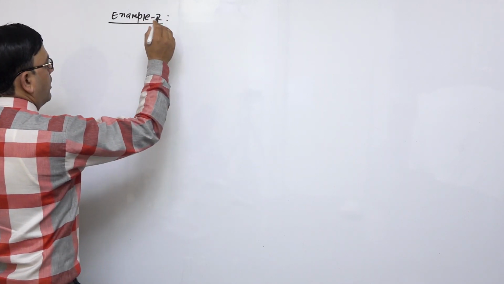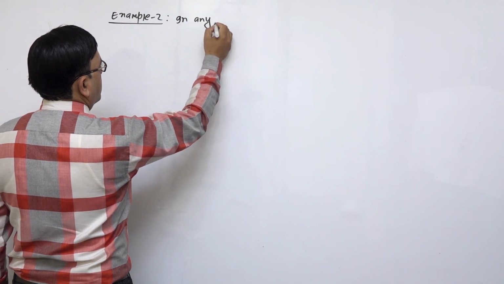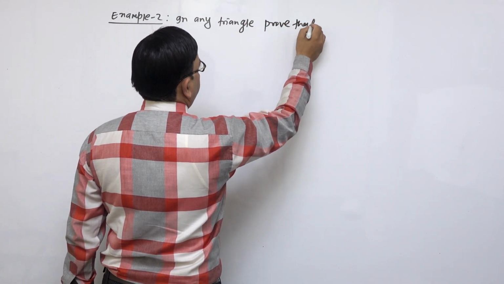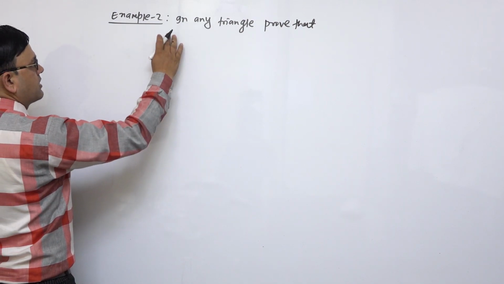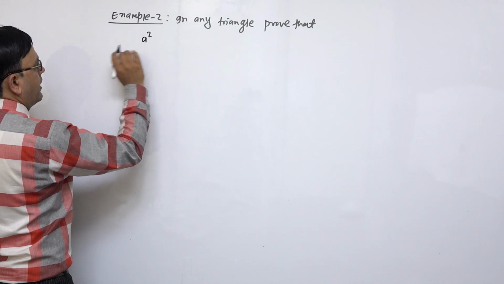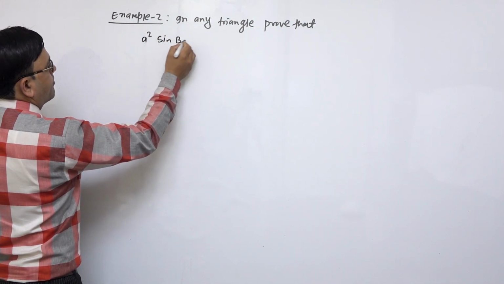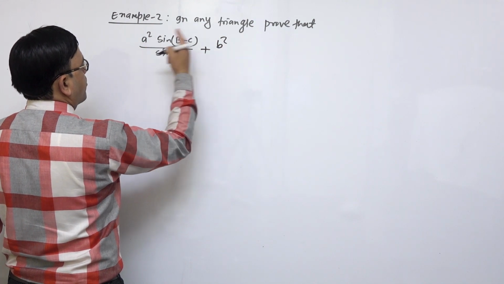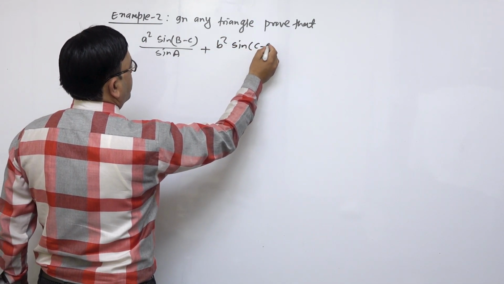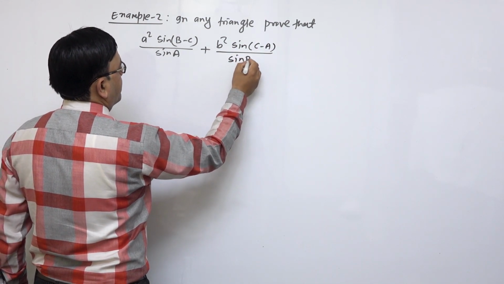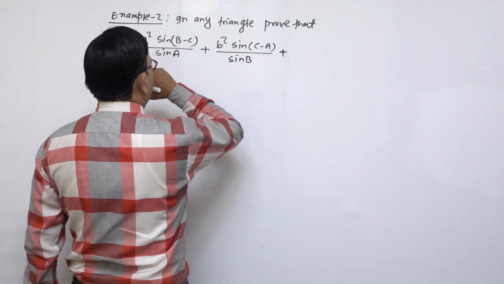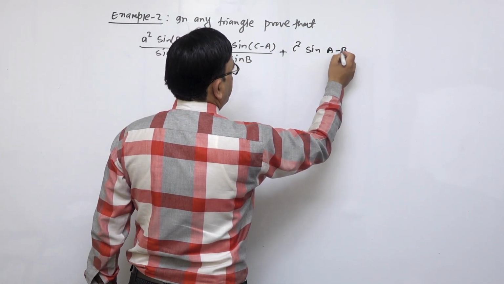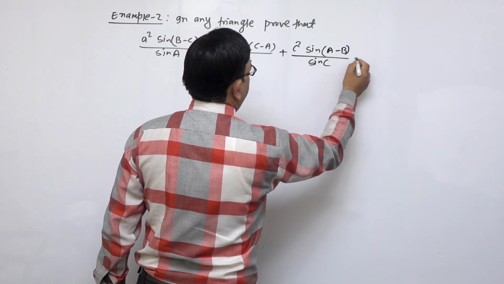Example 2. In any triangle, prove that a square sin(b minus c) by sin a plus b square sin(c minus a) by sin b plus c square sin(a minus b) by sin c is equal to 0.